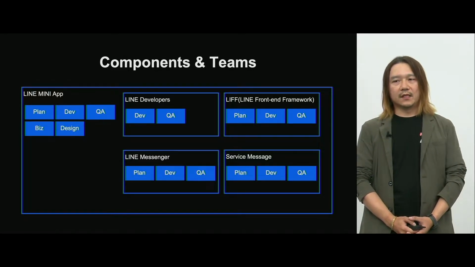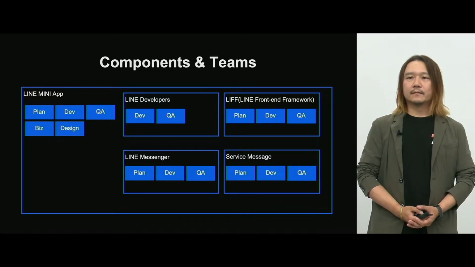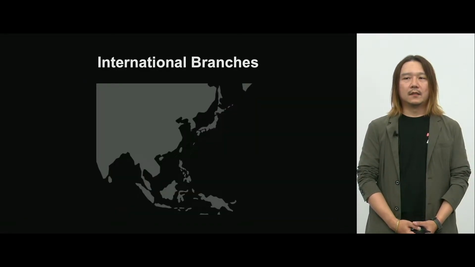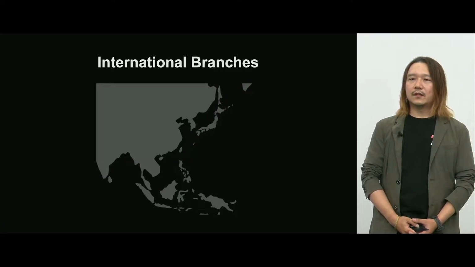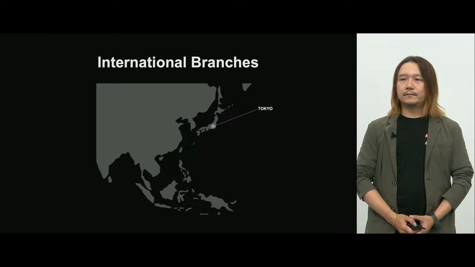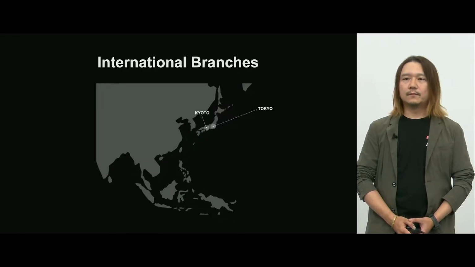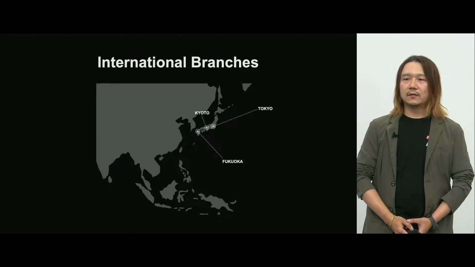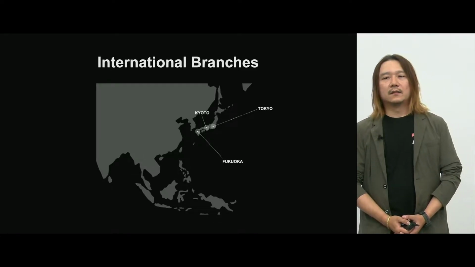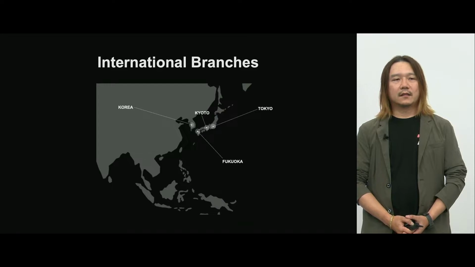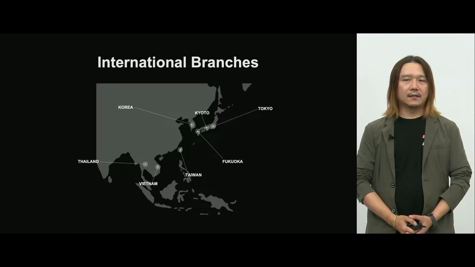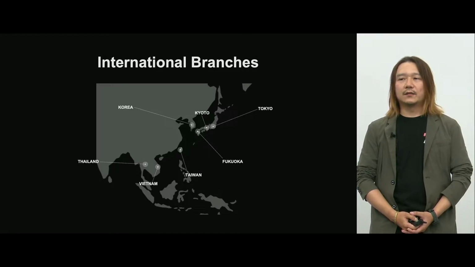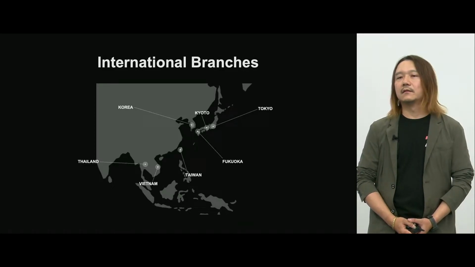As you can see here, already there are 16 teams. Those teams work in different locations. In Japan, there are 3 locations: Tokyo, Kyoto, and Fukuoka. And other than that, Korea, Taiwan, Vietnam, and Thailand. So there are 5 nations in Asia.